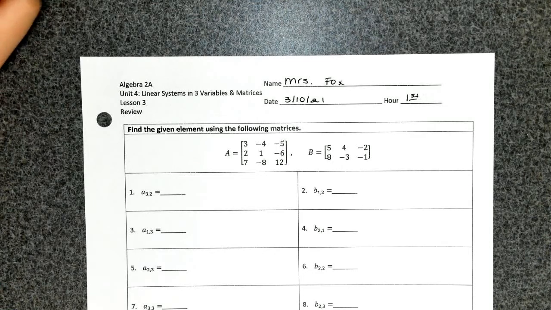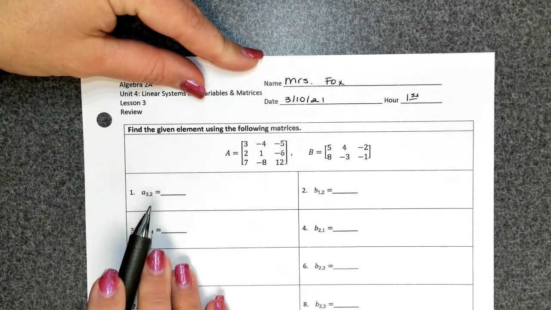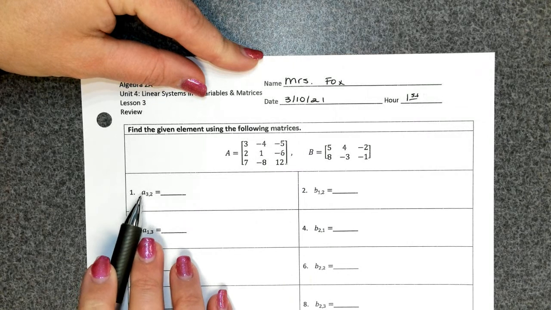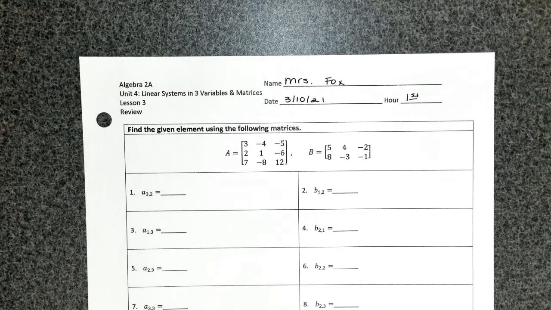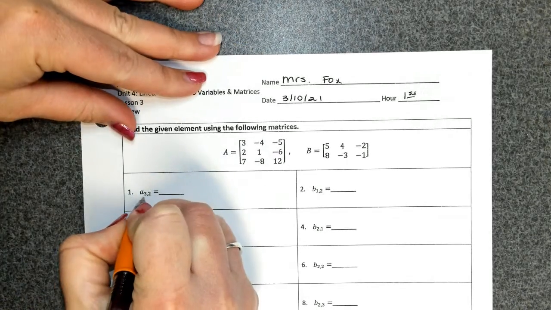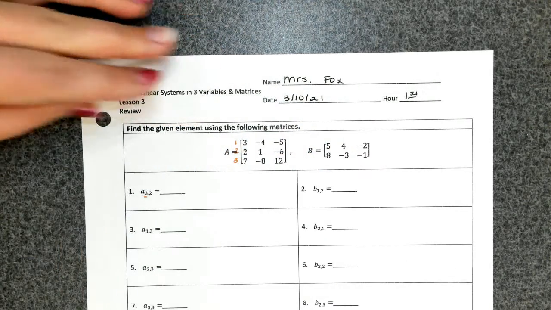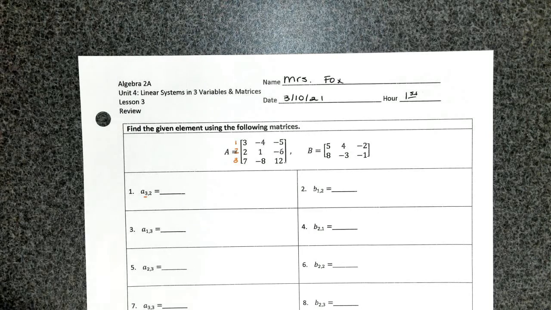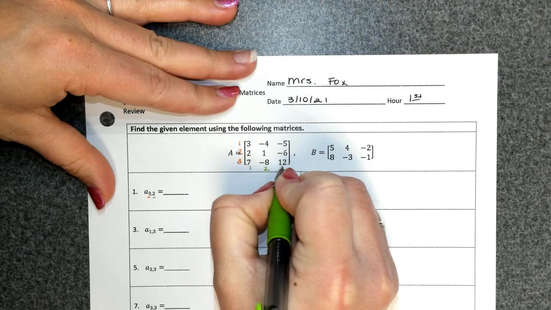So the first set of problems, 1 through 8, says to find the given element using the following matrices. So we're given a matrix A and we're given a matrix B, and it wants us to find the element in A that's in row 3, column 2. So remember that the first number comes from the rows. So here our rows are 1, 2, 3. The second number comes from the columns. So our columns here are 1, 2, 3.